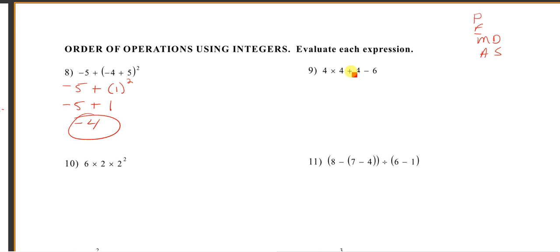So in this case, I have an addition and subtraction and multiplication. So multiplication comes before addition and subtraction. So we do 4 times 4. That's going to be 16. Plus 4 minus 6. The next step now would be either addition or subtraction. And we can see that they're on the same level. So we work from left to right. So on the left is the addition. So 16 plus 4 is 20. Minus 6. That's going to be 14.